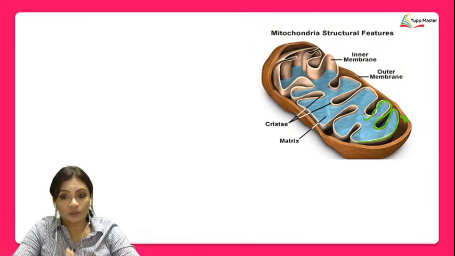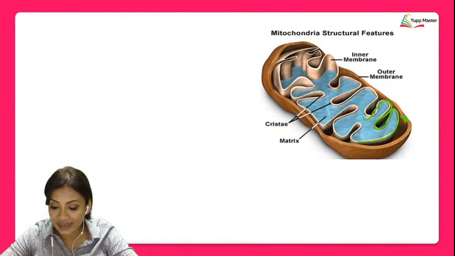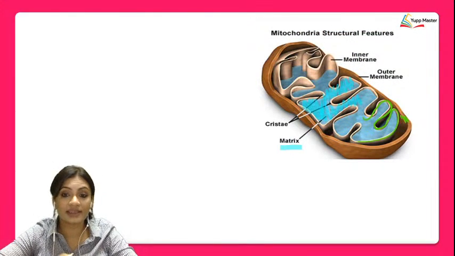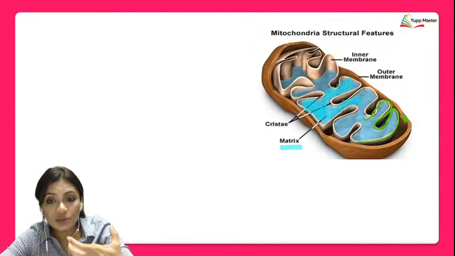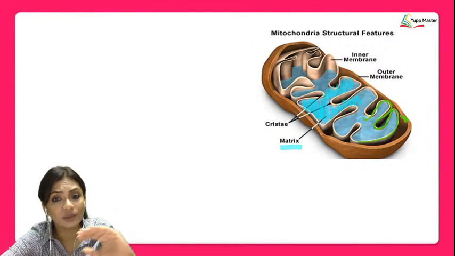Now understand one thing about the inner membrane. Inside there, can you see how it is filled with this area? It looks like it is filled with a fluid, and that fluid is going to be called the matrix. So the part inner to this inner membrane is filled with matrix.